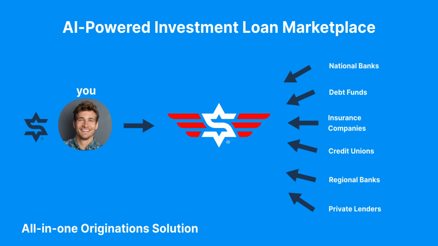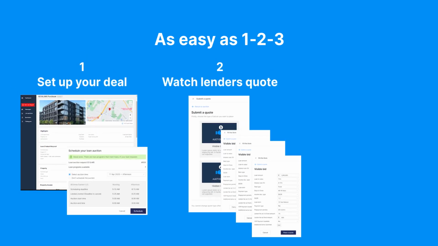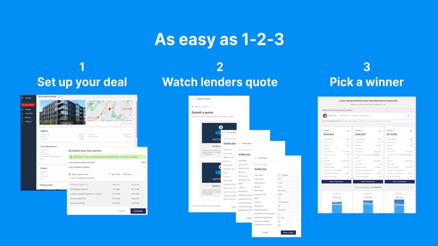You see, we've built an investment loan marketplace which brings together all of the leading lenders in a single location. So now, instead of having to chase after lenders, the lenders will come to you. But that's just the beginning, because Starport's suite of tools automate much of the work for you. You'll set up your deal, watch lenders offer quotes and compete against each other. Then, you'll select a winner.